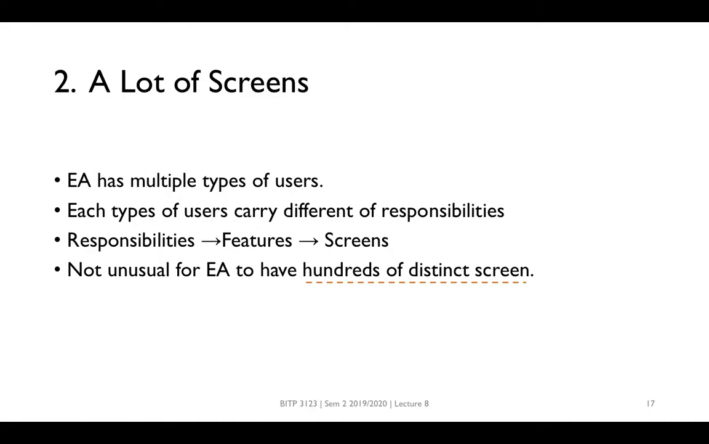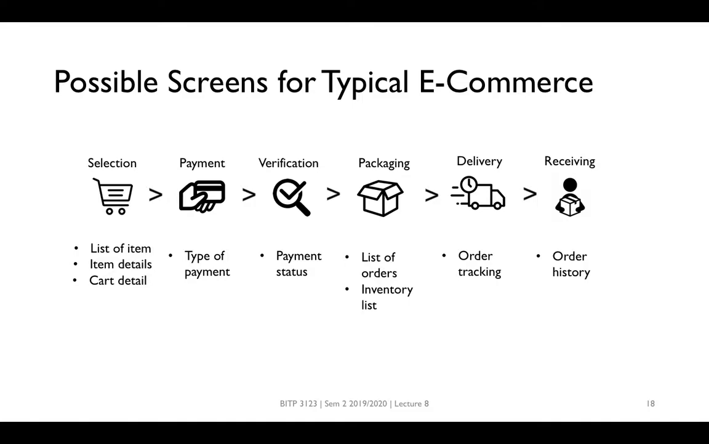Let's have a look at screen in our e-commerce business process. Here is the business process that we have seen earlier on. The business process for e-commerce. It covers from selection of item, payment, verification, packaging, delivery, and receiving. There are several screens designed for each phase. For example, in selection, we have screen that display a list of items for the customer view.